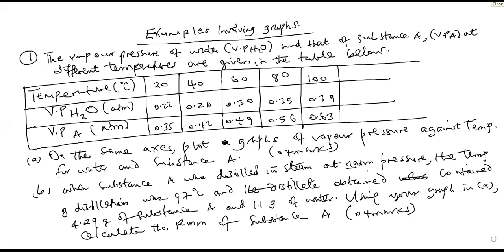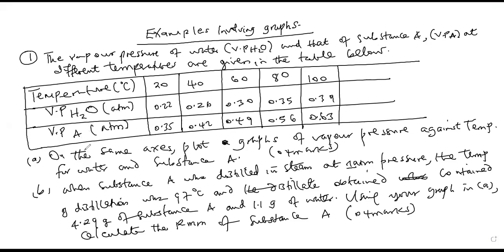This is Mr. Hyper, and I'm taking you through the examples of steam distillation that this time involve the plotting of graphs. So in this example, we are told that the vapor pressures of water and that of substance A at different temperatures are given in the table below. So you're having temperature, vapor pressure of water, and vapor pressure of substance A.